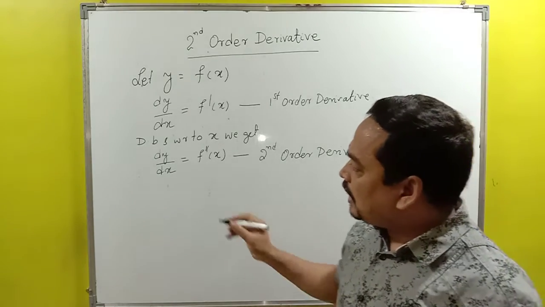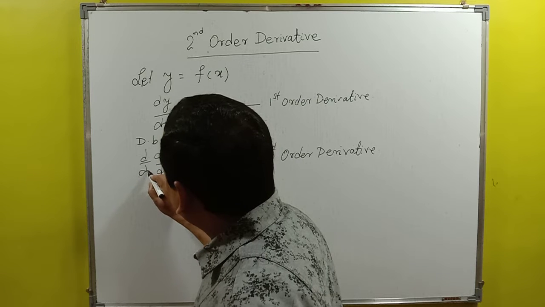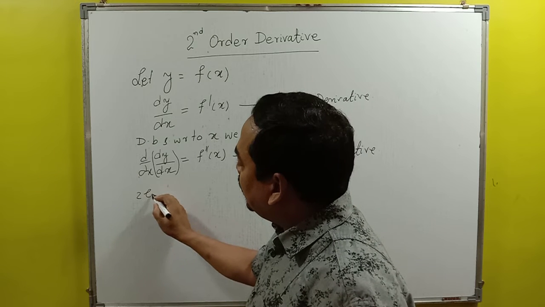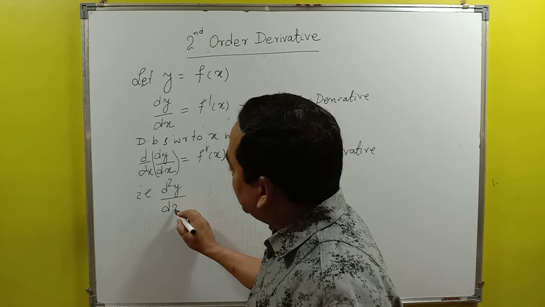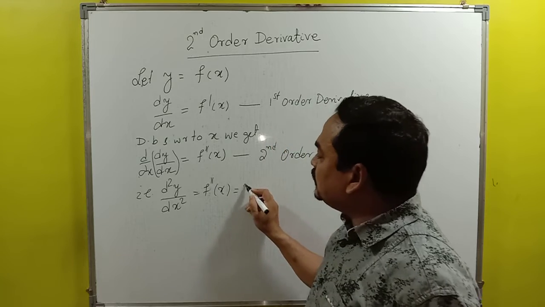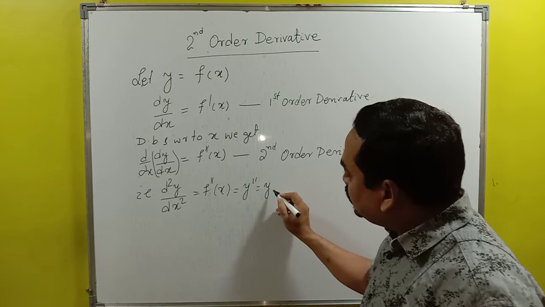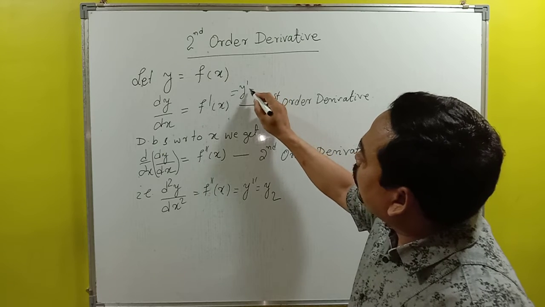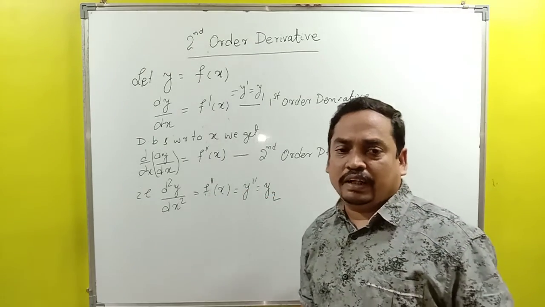And this is also denoted as d by dx of dy by dx. I forgot to write here. This is also written as d square y by dx square, which is equal to f double dash x. Also it is denoted as y double dash, also as y2. The first derivative is also denoted as y dash, or written as y1. These are different notations for second order derivative.